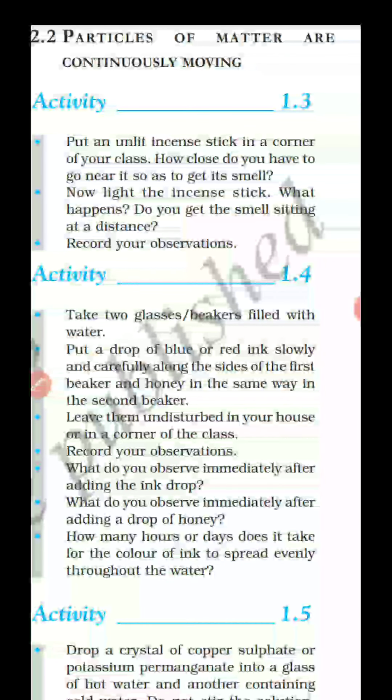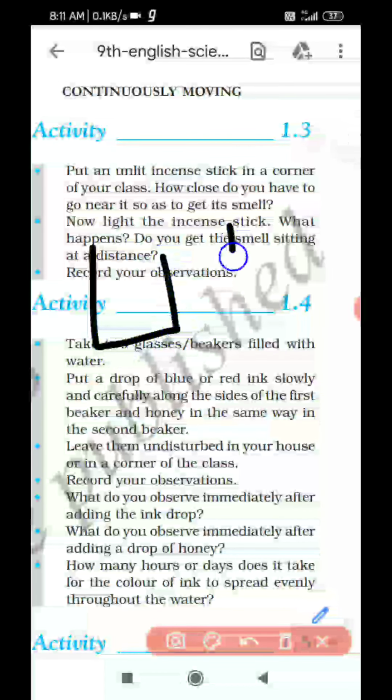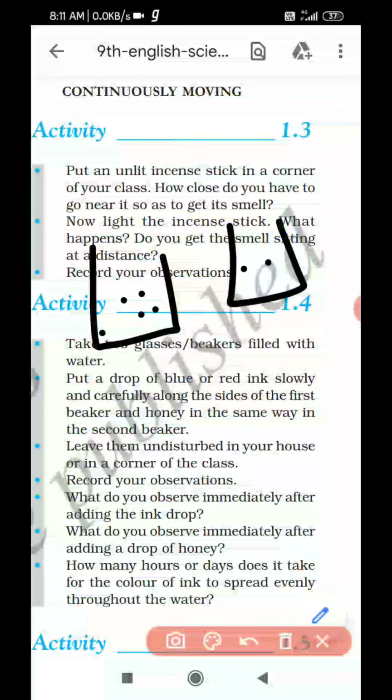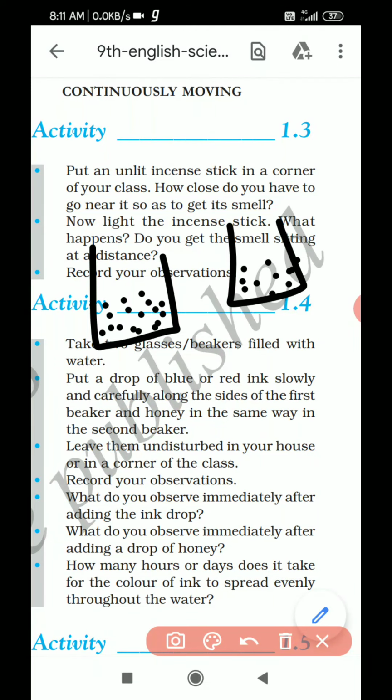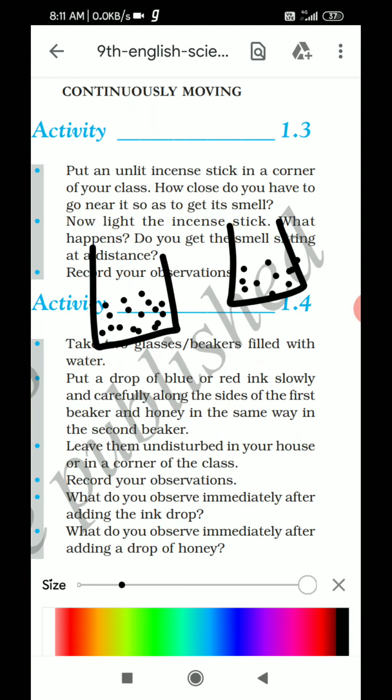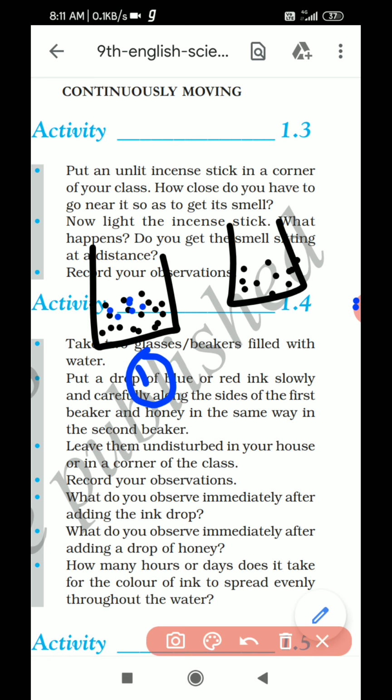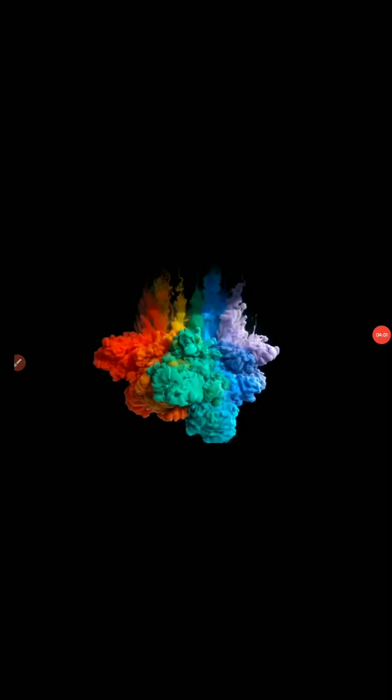In the second example, we are going to take two glasses or beakers filled with water. Again, water is made up of tiny particles that we cannot see with our naked eye. To one of them I am going to add blue color ink. Let me show you a video for a clear indication. Just wait. When I put ink in water, this is how it moves. Like this, when I put ink in water, it continuously moves.